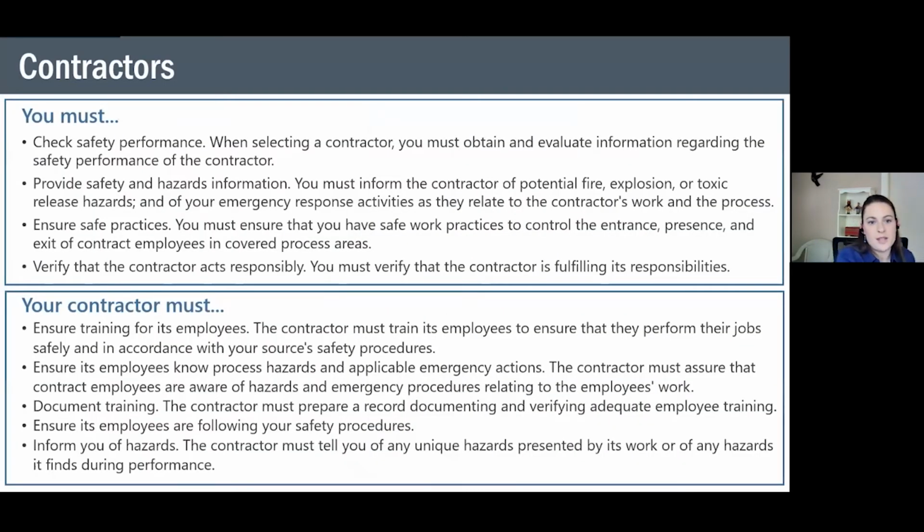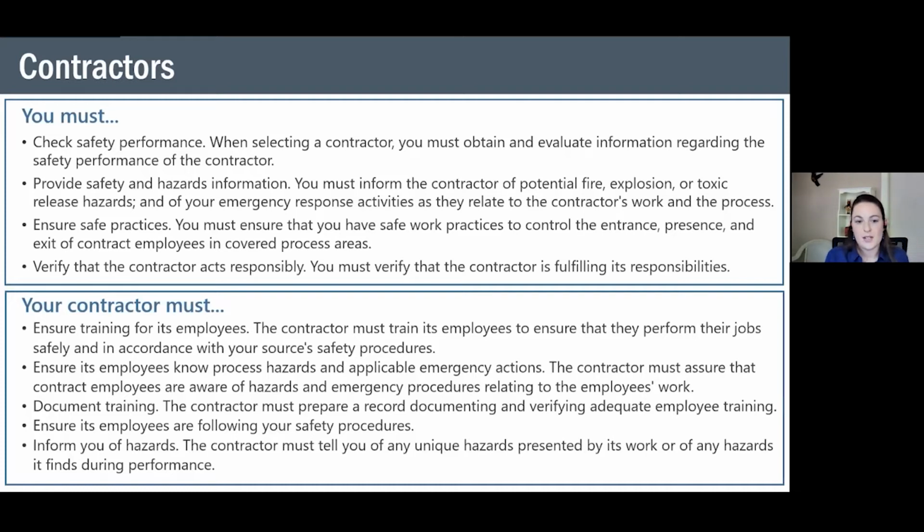Contractors. This section of the rule applies to contractors performing maintenance or repair, turnaround, major renovation, or any other kind of work on the RMP covered process. It does not apply to contractors providing janitorial work, food and drink services, laundry delivery, or anything else. This is contractors working on the RMP process.